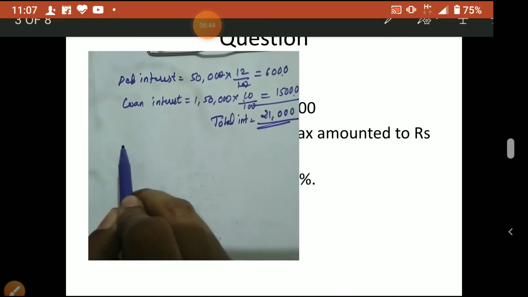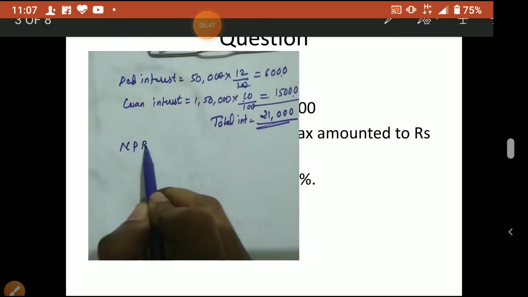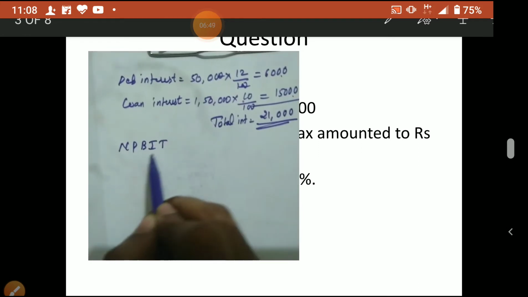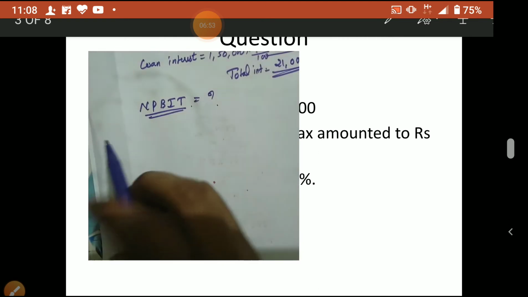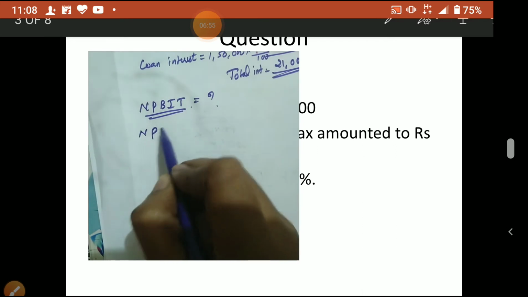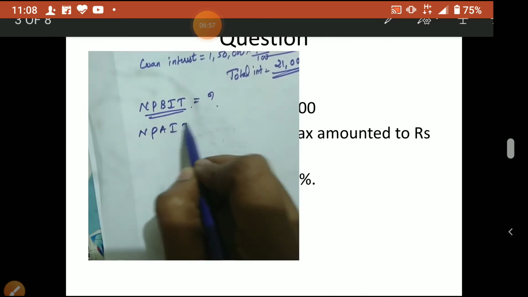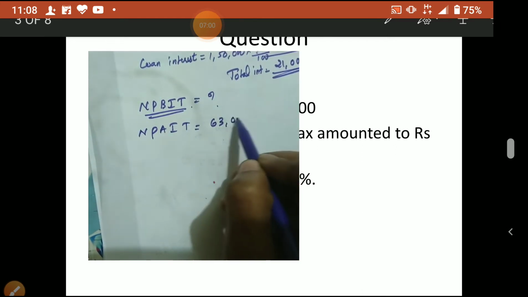Now what we want is net profit before interest and tax. But this is not given in the question. In the question, what is given? Net profit after interest and tax is given. That is equal to 63,000.